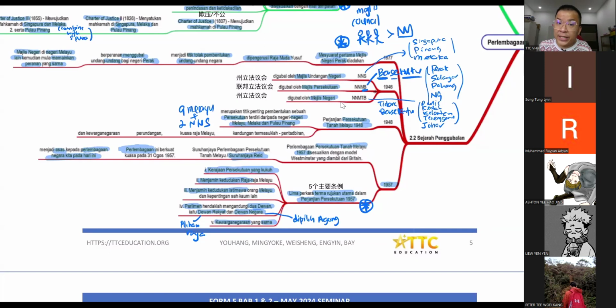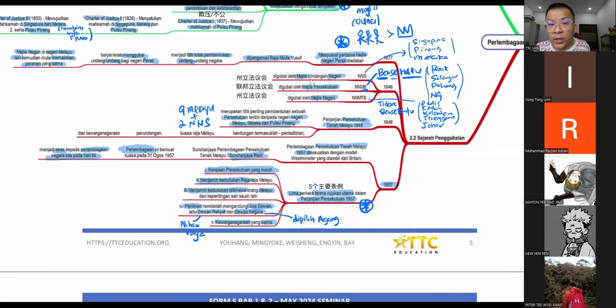NNMTB basically by Majlis Negeri. NNMB because they are combined, 4 in 1. So they are called Majlis Perundangan Persekutuan, also known as MPP. So MPP make law, 4 states follow. 1 law for 4 states. That's called Majlis Perundangan Persekutuan.